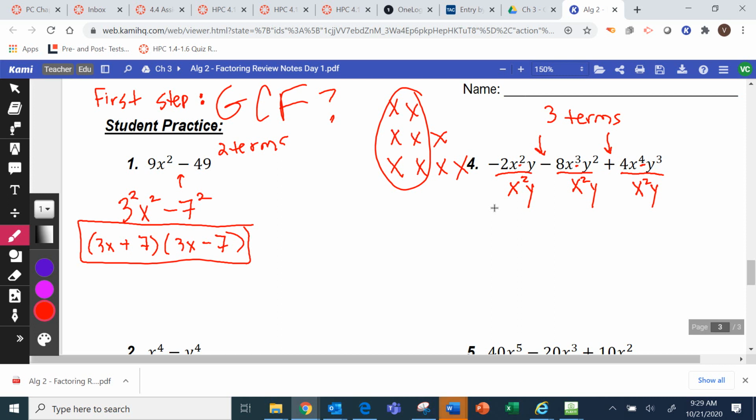But what do 2, 8, and 4 have in common? They're all even. They all have 2 in common. Now, I know you said it's not negative, but I'm going to tell you guys, if it starts with a negative sign and we're doing GCF, I'm going to want you to take out the negative. Okay? So even though they don't all have the negative, we can take out the negative.